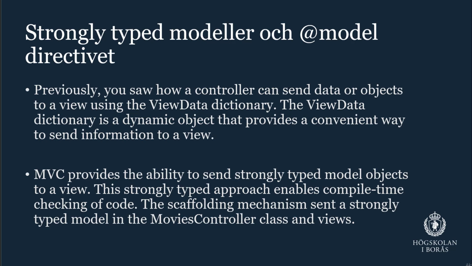Previously we looked at how a controller can send data or objects to a view using the ViewData dictionary. The ViewData dictionary is a dynamic object that provides a convenient way to send information to a view. Our MVC project type, however, provides the ability to send strongly typed model objects to a view. This strongly typed model approach enables compile time checking of code. The scaffolder mechanism sends a strongly typed model in the MoviesController class and views. Let's have a look at how this actually works.